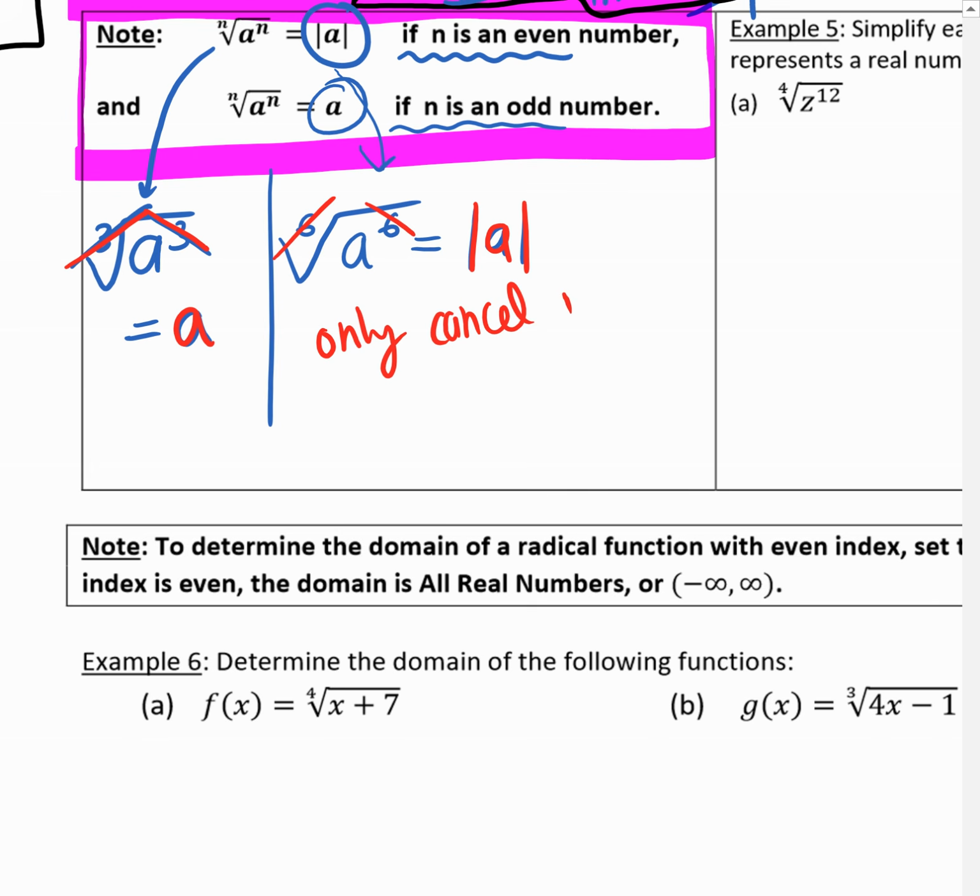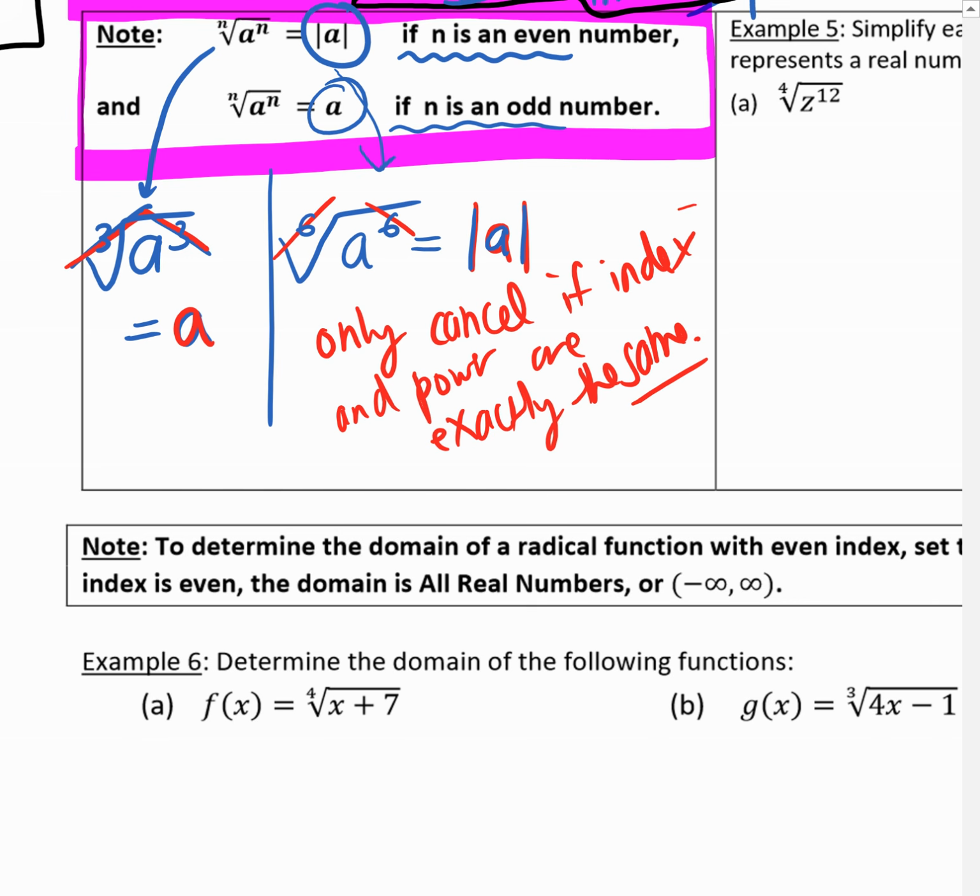But keep in mind you can only cancel if the index and the power are exactly the same. It's not like any power and any index cancel. No, it has to be, notice it's a 6 and a 6, a 3 and a 3. They have to be the exact same number.